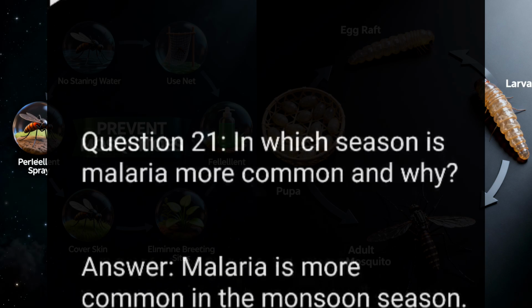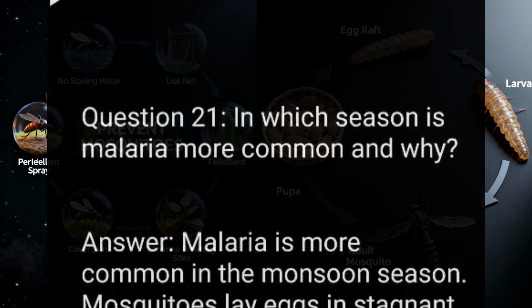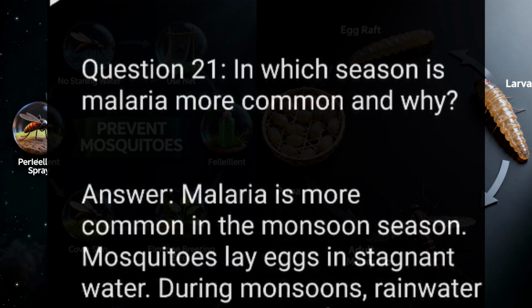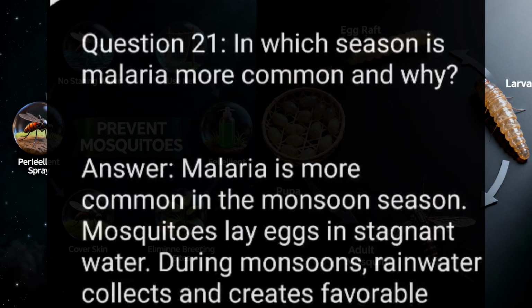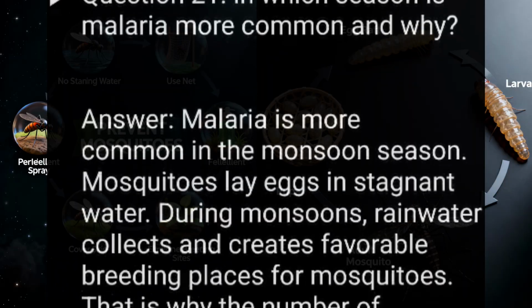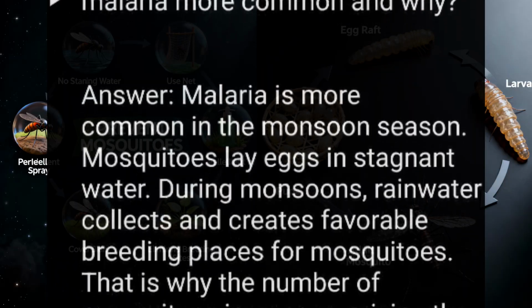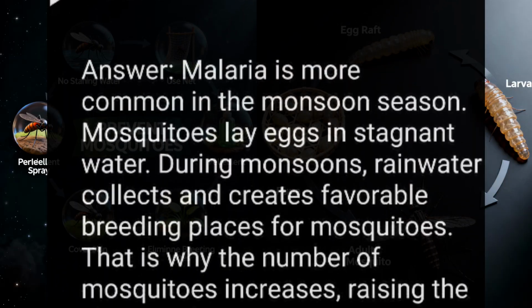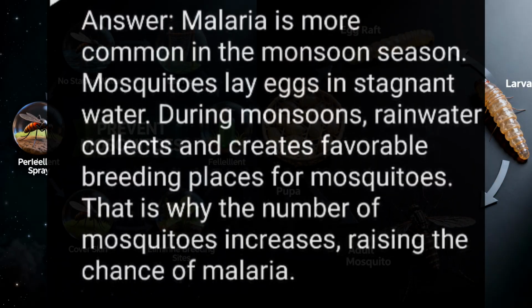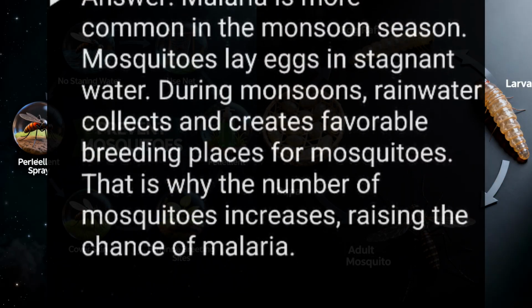Question 21. In which season is malaria more common and why? Answer. Malaria is more common in the monsoon season. Mosquitoes lay eggs in stagnant water. During monsoons, rainwater collects and creates favorable breeding places for mosquitoes. That is why the number of mosquitoes increases, raising the chance of malaria.